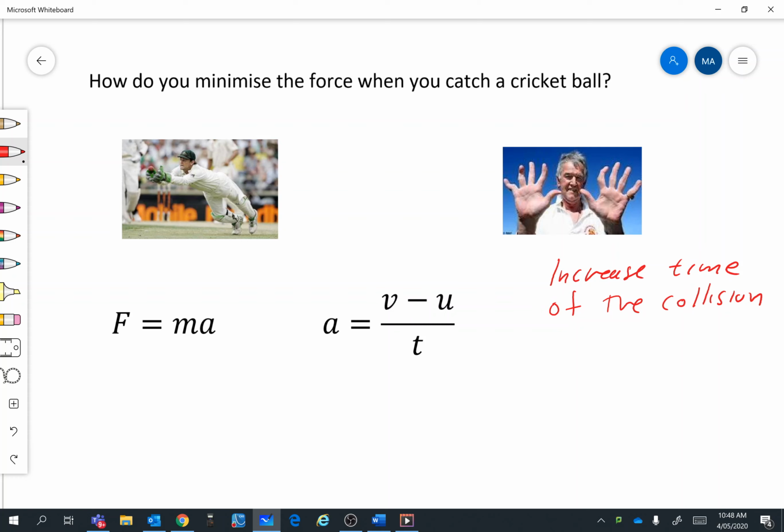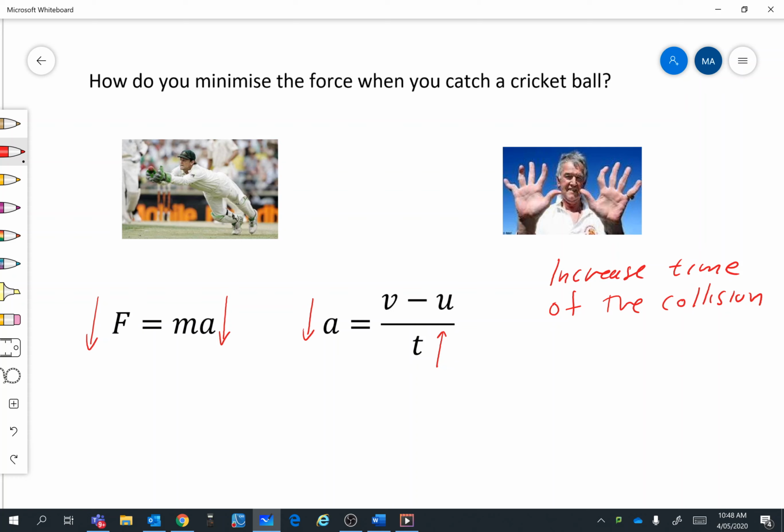Now the reason we want to do that is, well, we know that acceleration is equal to change in velocity over time. Because time is on the bottom of this fraction, it is the denominator, if we were to increase that number, that would lead to a decrease overall of acceleration, because when you increase the bottom number of a fraction, that number decreases overall. Now force is equal to mass times acceleration. So if you decrease acceleration, that will in turn decrease force, because force is proportional to acceleration.